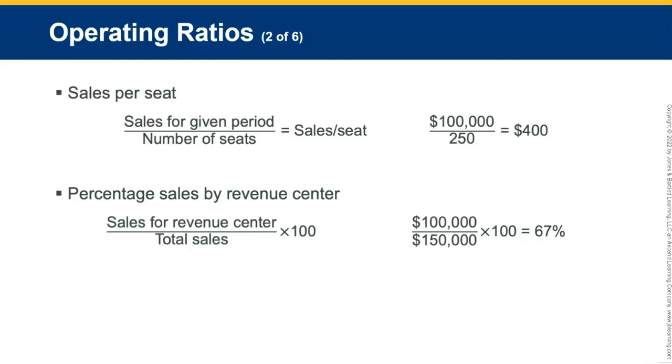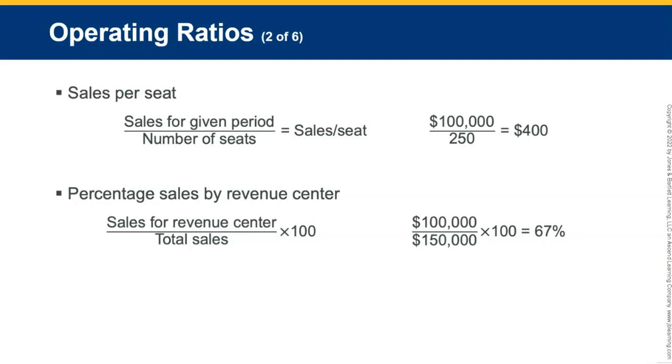We can then look at percentage sales by revenue center, and the formula is sales for the revenue center divided by total sales multiplied by 100. The percentage sales of each revenue center is divided by the total sales to determine the relative proportion of revenues generated by each different revenue center.